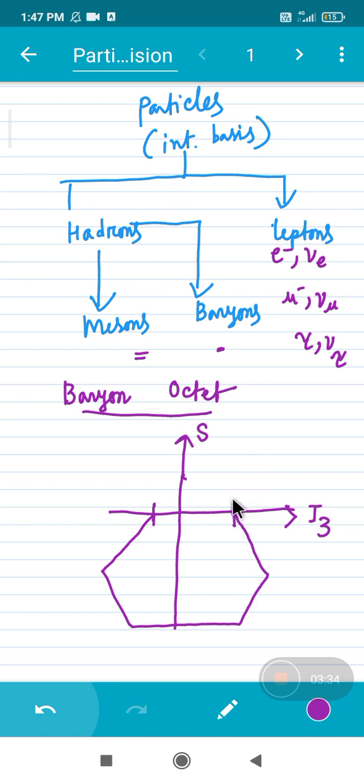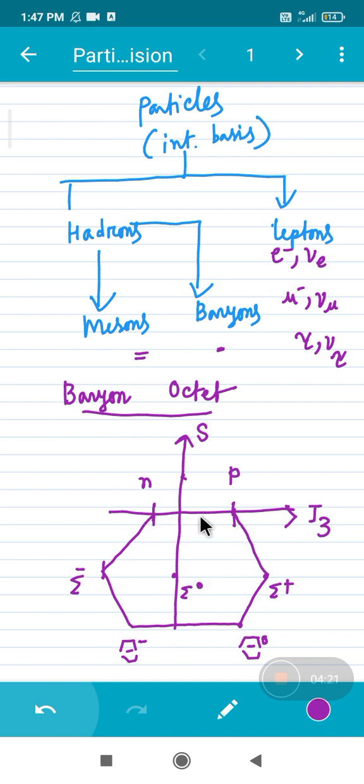By a bar I will point the particles here: proton, neutron, sigma particles, cascade.